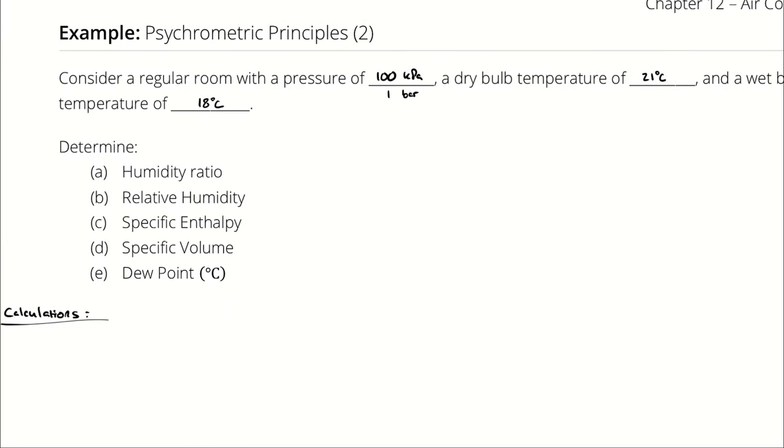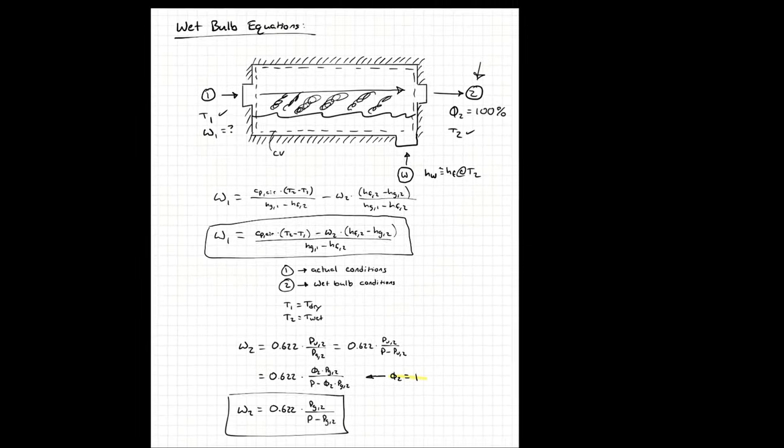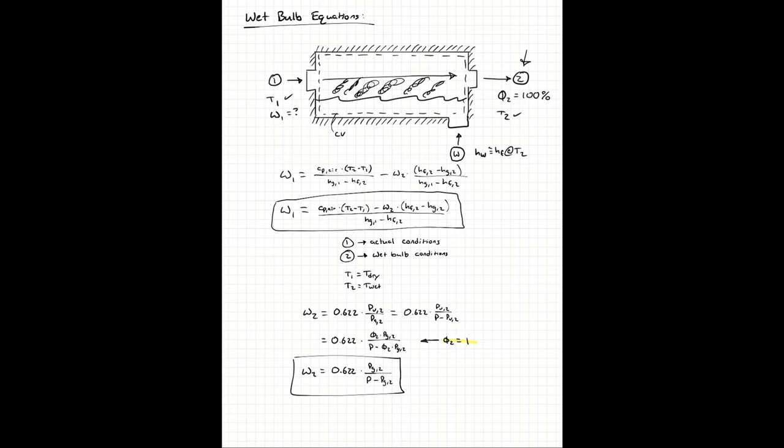To do that, I'm going to have to go from my wet bulb and dry bulb temperatures to a humidity ratio, and then from that to everything else. And for that relationship, I need to use my wet bulb equations that we built in the previous video. Remember that the wet bulb equations allow us to determine the humidity ratio of the actual air, but to do that, we are looking up a bunch of properties and plugging them into equations and determining quantities that would exist if the air were fully saturated. So state 1 represents the actual conditions of the actual air. State 2 represents the wet bulb conditions, which aren't actually in existence in the actual room. Or rather, they're only in existence around the wet bulb thermometer itself.